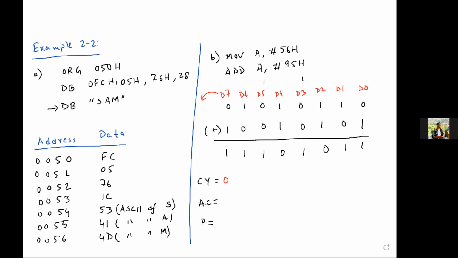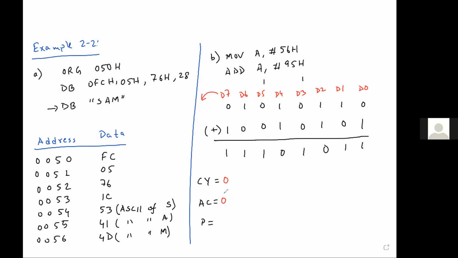Sir, does auxiliary carry mean the carry bit to D7? No. Sir, maybe it is the middle two ones. Okay, so you're partly there. In this particular case, your auxiliary carry is also 0.